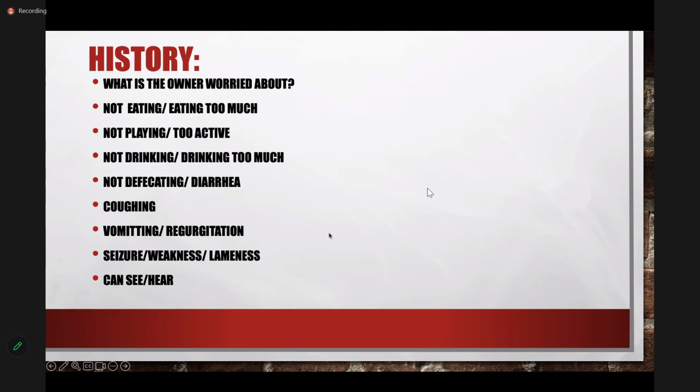And also there's seizure, weakness, and lameness. And sometimes the owner is concerned that the cat cannot see or cannot hear. Okay, so these are just examples of the history that the owner will provide you when you're in the consult room.